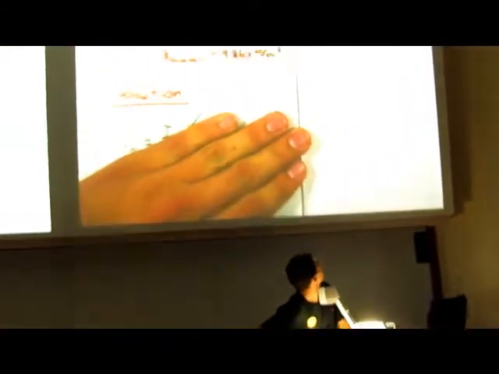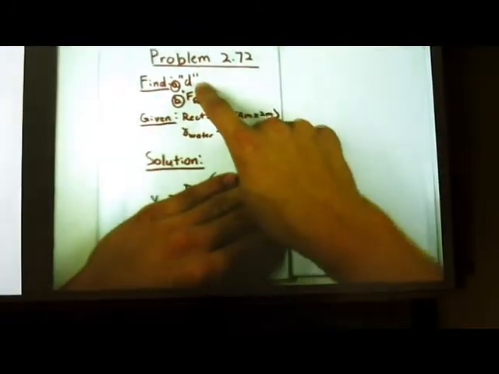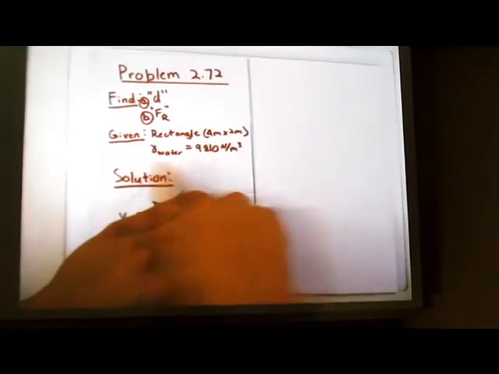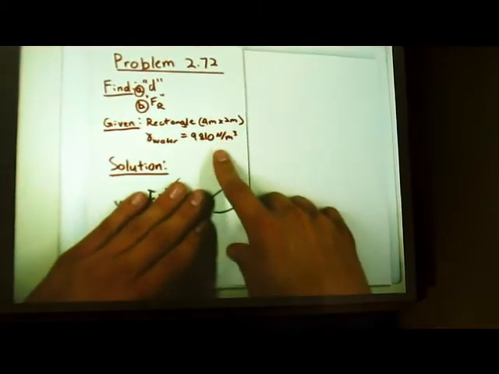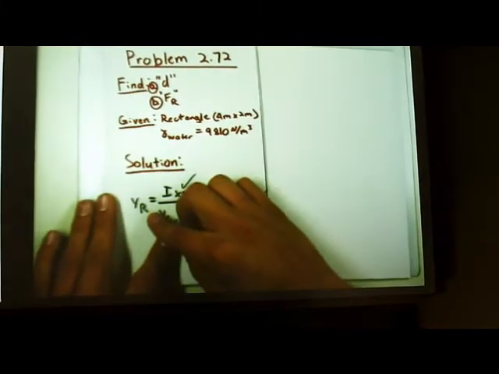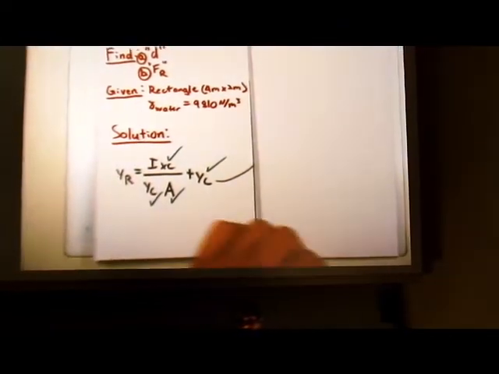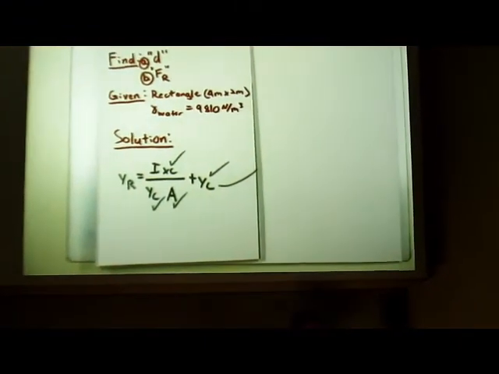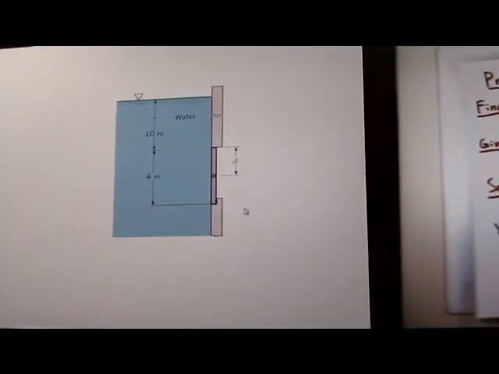So in our problem, we're going to find D, the distance of the shaft, and F_R, the resultant force. We've been given the rectangle and the specific weight of water. So let's jump into the solution. We're going to use the center of pressure formula, because we want to find the center of pressure. That is where we want to put the pin, so that the gate will be able to turn, as you can see here, in a counterclockwise direction and open when there's 10 meters of water above.